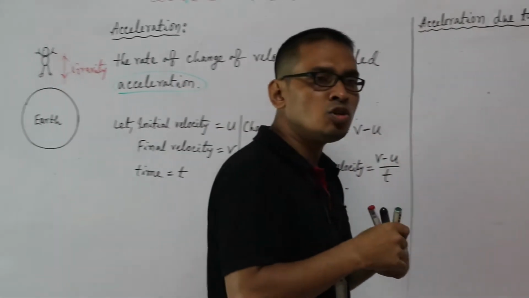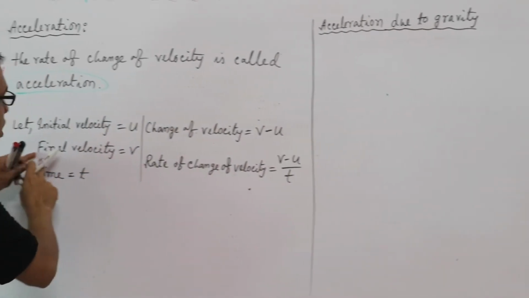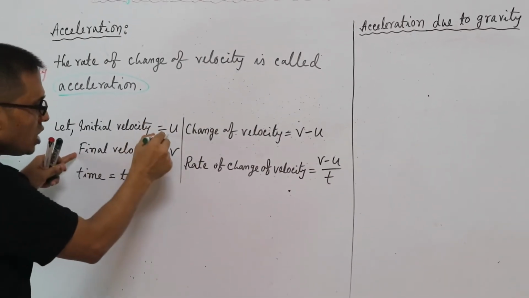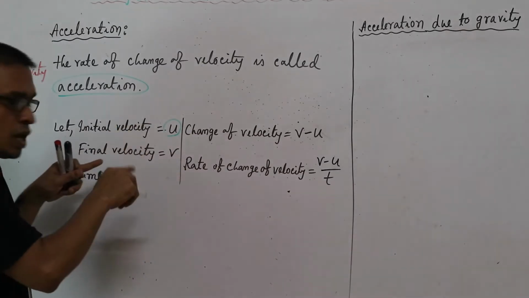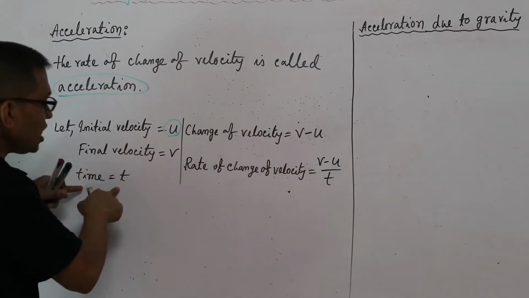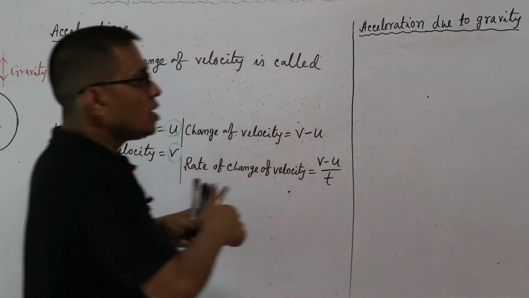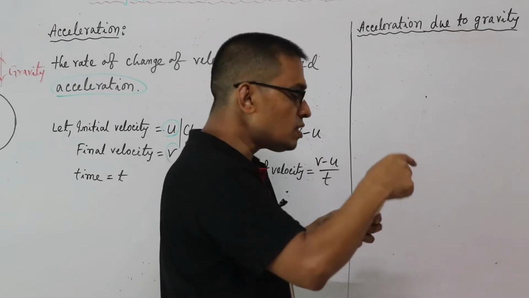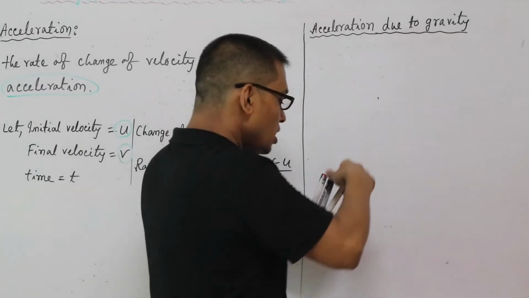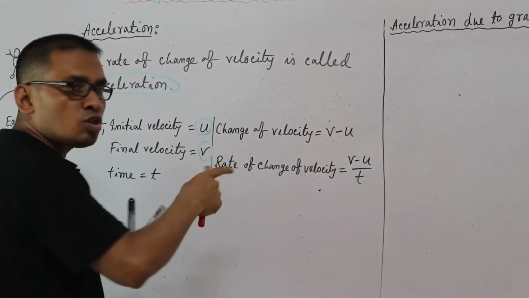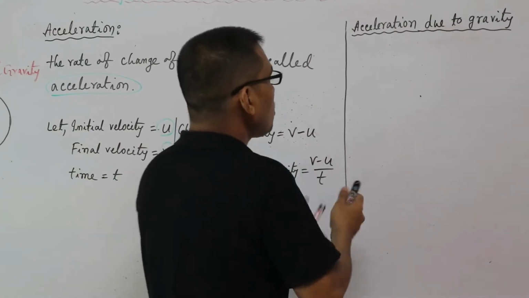Now acceleration due to gravity. Here we have applied force. The initial velocity was u, and after applying force, after t time, the velocity becomes v. If this force is the attraction force of earth, that means gravity, this type of acceleration is called acceleration due to gravity.